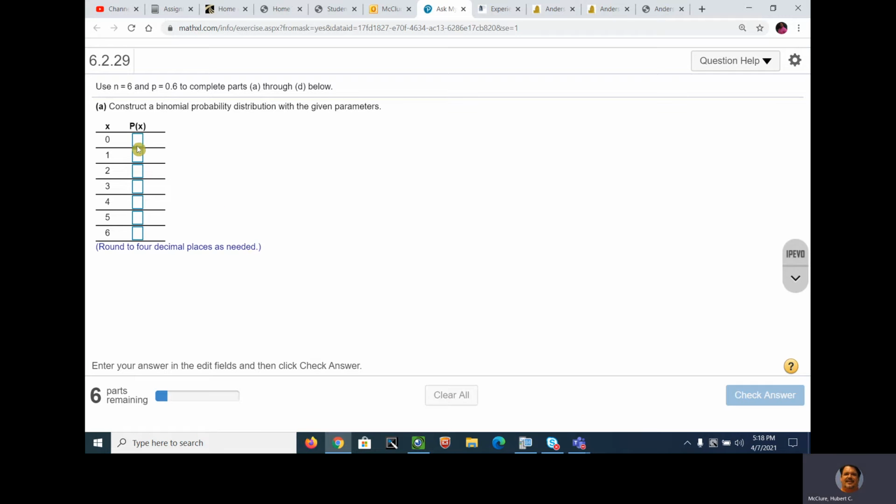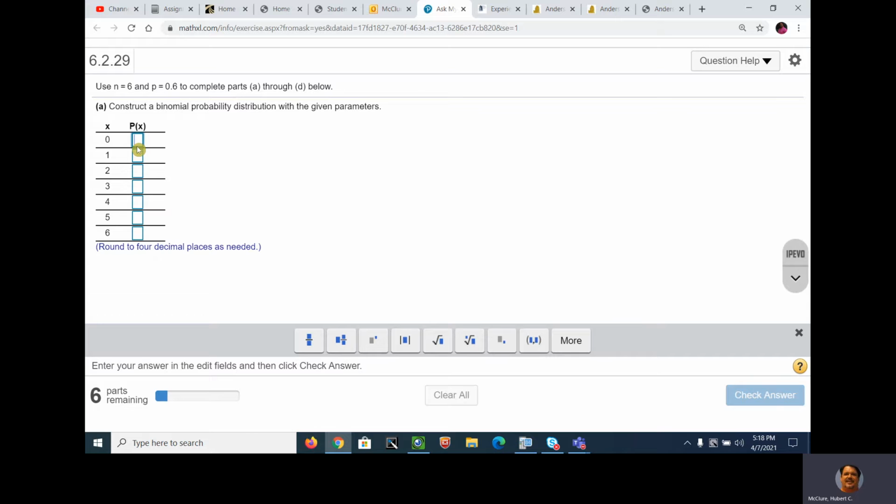And I'm not going to type all those. Well, I guess I better so you can see. All right, 0.0041 tab, 0.0369 tab, 0.1382 tab, 0.2765 tab, 0.3110 tab, 0.1866 tab, and 0.0467. And check it.